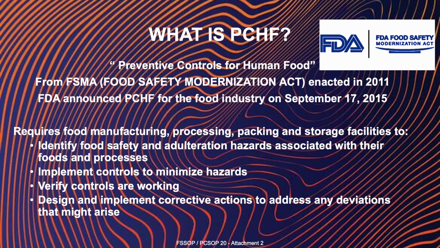It requires food manufacturing, processing, packing and storage facilities to identify food safety and adulteration hazards associated with their foods and processes. Implement controls to minimize hazards. Verify controls are working. Design and implement corrective actions to address any deviations that might arise.